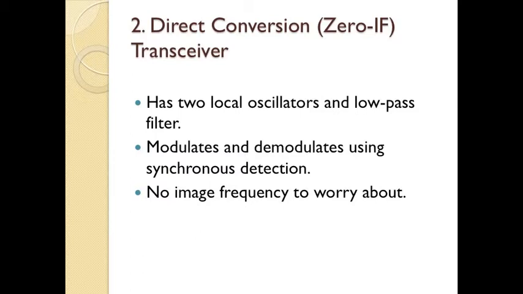Another type of transceiver is the direct conversion transceiver, which could be referred to as a 0IF transceiver. It modulates and demodulates a signal through synchronous detection that uses two local oscillators and low-pass filters to shift the frequency of the received or transmitted signal to suitable ranges of frequencies. It also uses the analysis of complex valued low-pass signal filtering. Therefore, the problem of image frequency has been eliminated.